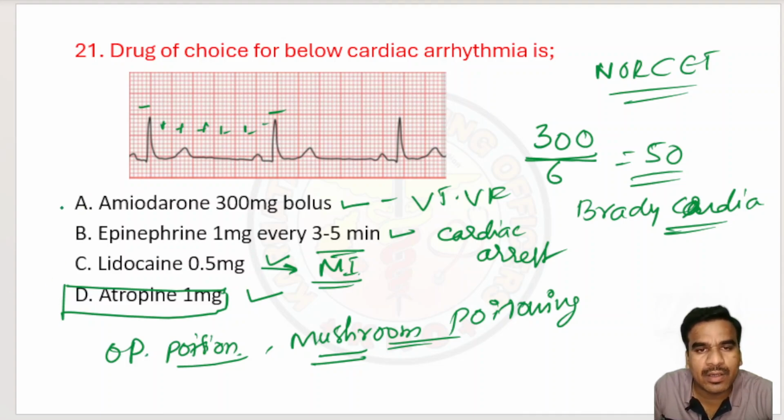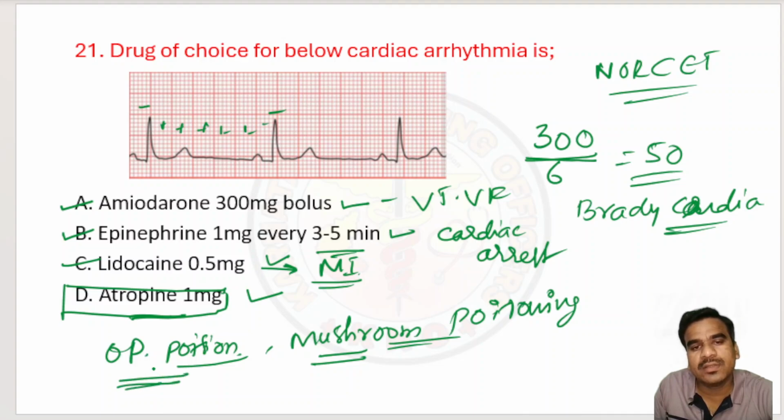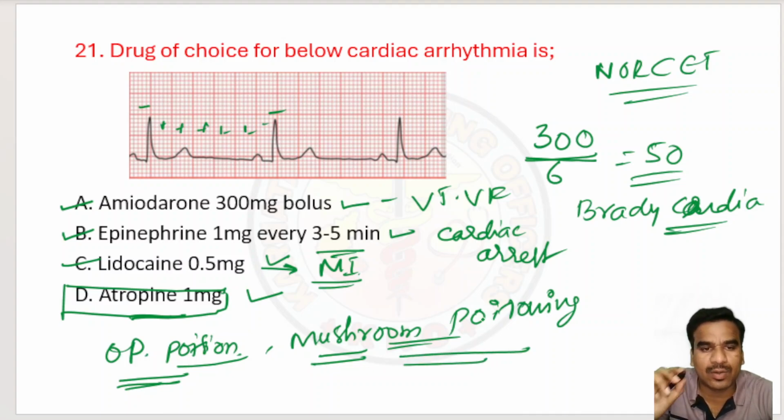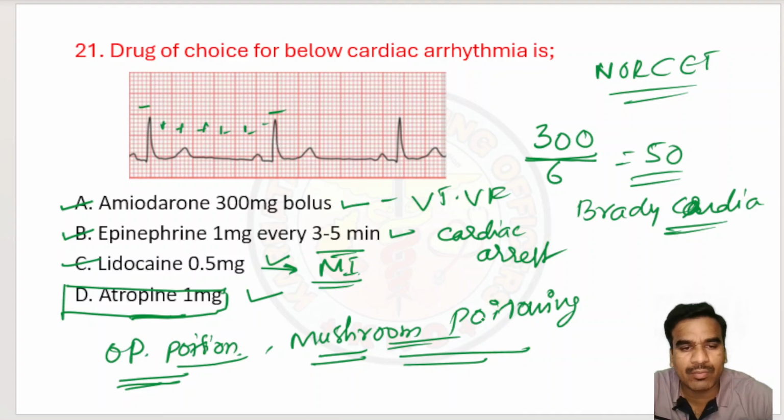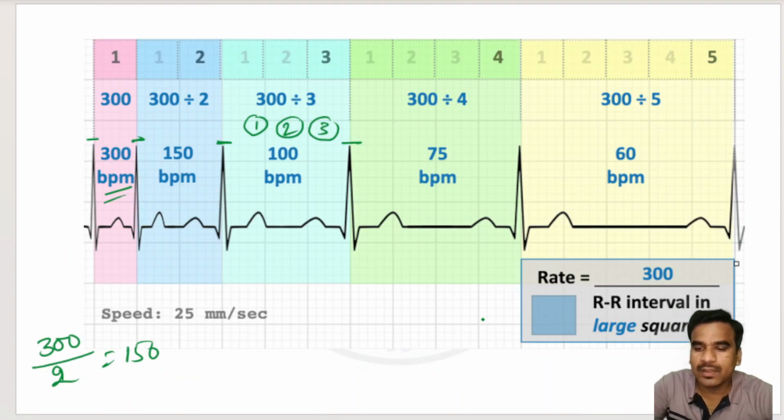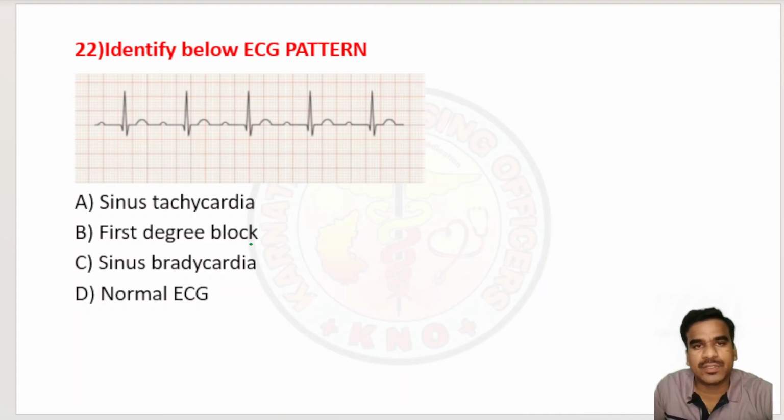So we give amiodarone during VT and VF, epinephrine during cardiac arrest, and injection lidocaine during MI. And injection atropine we give for bradycardia, 1 mg, so 1 ampoule contains 1 mg. In OP poisoning, the drug of choice is atropine, and also for mushroom poisoning we give injection atropine. So we have to keep it in our mind. Okay, and we'll move on to the next question.